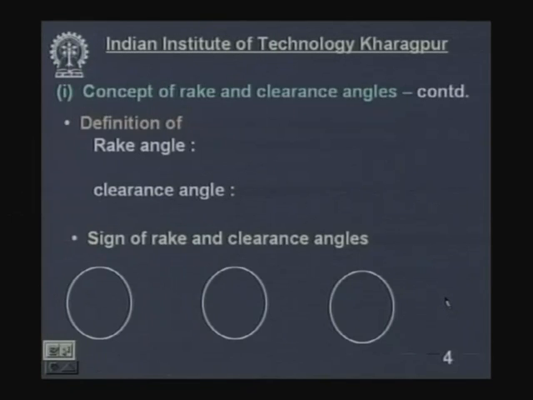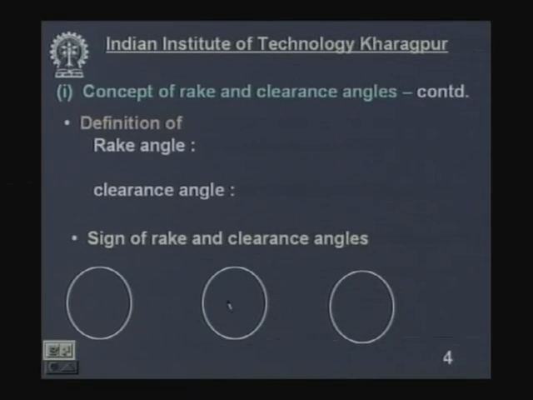Now, let us go to the concept of rake and clearance angle continued. Definition of rake angle, I already told, the rake angle is the angle of inclination of the rake surface of the tool from reference plane. And what is reference plane? Plane perpendicular to the velocity vector. What is clearance angle? Angle of inclination of the tool flank or clearance surface from the finished surface. Sign of rake and clearance angles. Now, friend, this rake angle can be positive, can be negative, it can be 0 also.